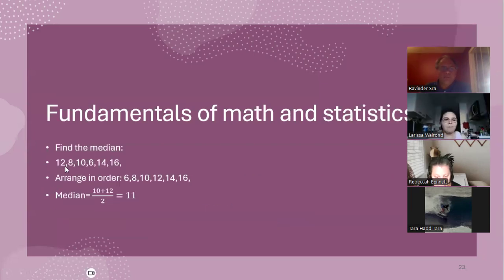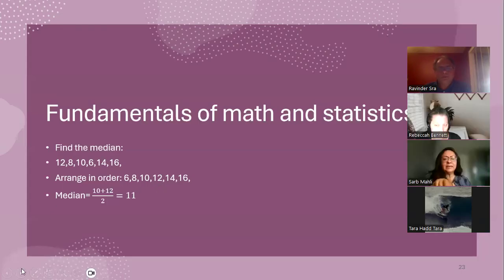Find the median of these: 12, 8, 10, and so on. Arrange them in increasing order: 6, 8, 10, 12, 14, 16. That's in increasing order. How can we find the median? Because these are an even count of numbers, I use the middle two values, 10 and 12, add and divide by 2, and the median is 11.